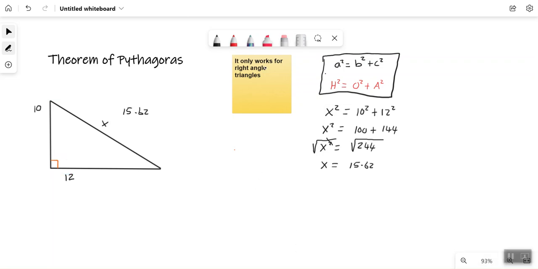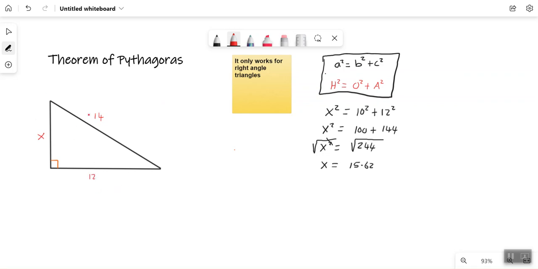Okay, so let's look at some other examples. So let's get rid of these. And let's say if we have something like this. Okay, so we have x. Let's say we don't know the length of this side, but we have these other two sides. So we have 14, and let's say this side down here is 12.